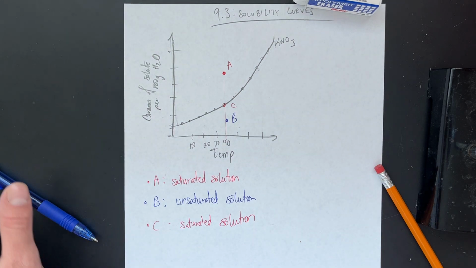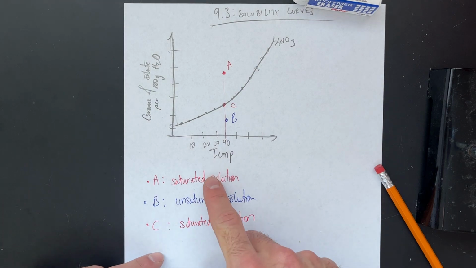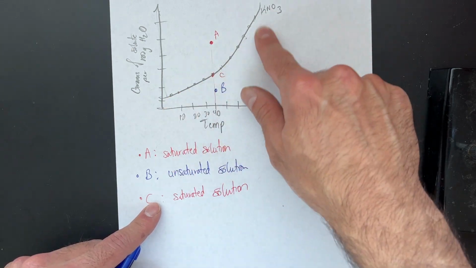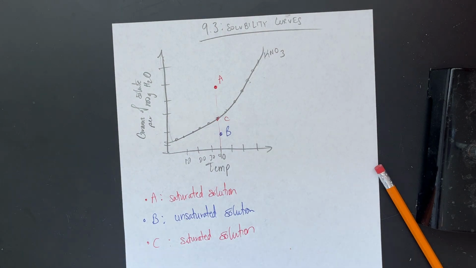And so the definition of saturated is a solution that contains the maximum amount of solute, or greater than that, which is capable of being dissolved at that temperature. And so A and C are examples of saturated. Anything below the line is unsaturated. Anything above is saturated. And so that's the basic idea here of solubility curves and how to read them.